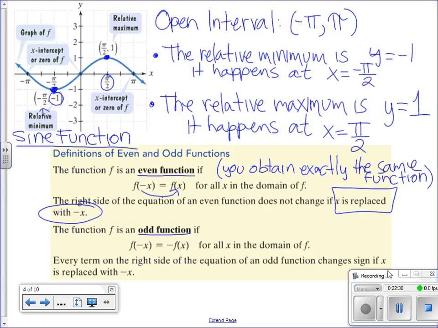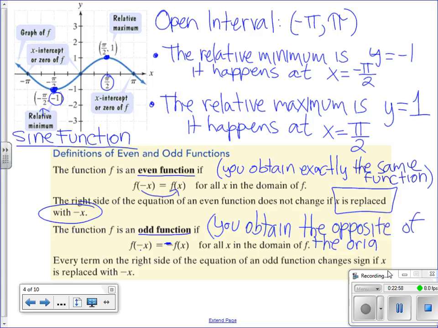Now, the other one is if you obtain a different function, not just different, but particularly the opposite. So after doing your substitution, if you obtain the opposite of the original function, that is when you will call your function odd.